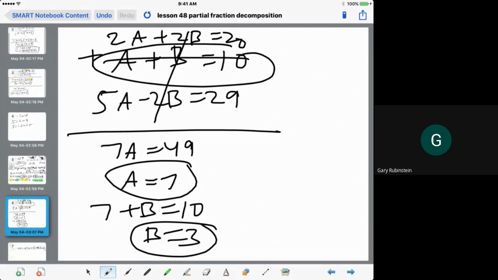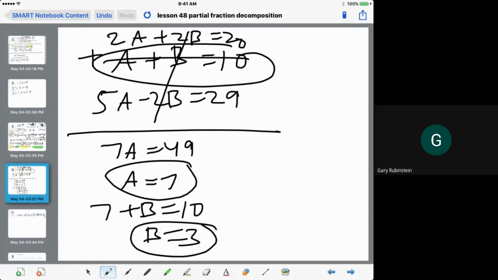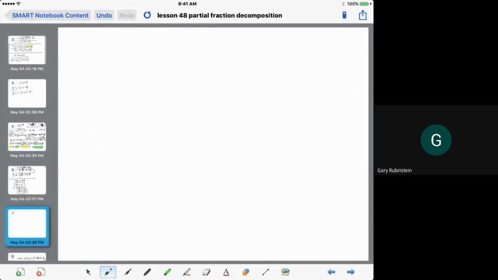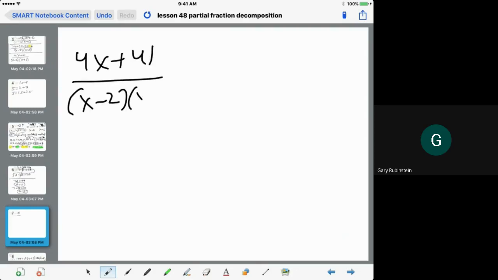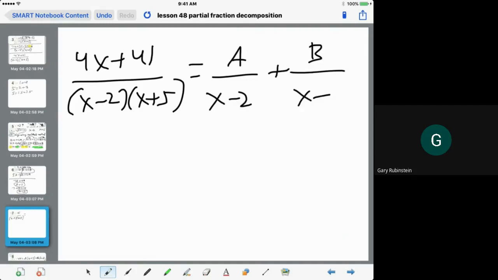So let's come over here and do 4x plus 41 over x minus 2, x plus 5 equals A times x minus 2 plus B over x plus 5. Go ahead, use method number 1 and take a minute or two to work out this one with method number 1. Go ahead and do that now.